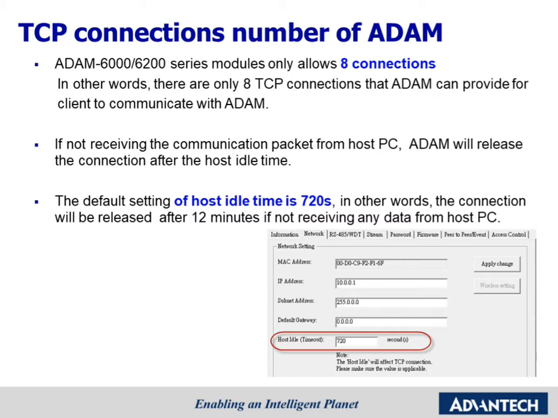The solution is that we can set the host idle time in the utility. The default host idle time of ADAM is 720 seconds. ADAM will detect whether the connection is under communication or not. If not, when the host idle time is over, the module will release the connection automatically.